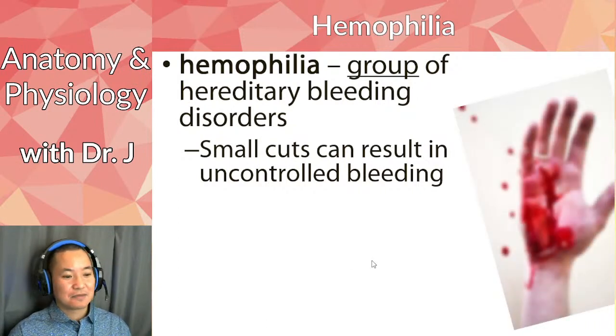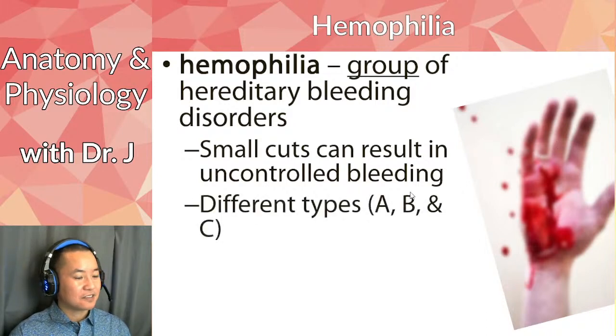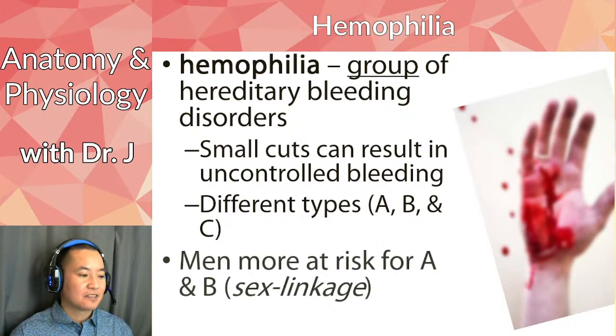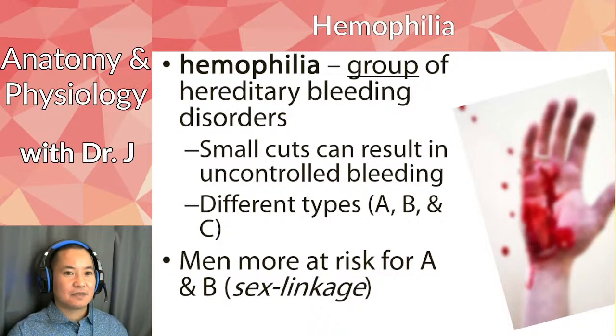So yeah, this is what it might look like if someone has hemophilia and just a small cut, but because they have an inability to form clots properly, they can end up bleeding out. So there are different types, A, B, and C. Do I want you to know the difference between the three types? No, this is not a med school class. And the interesting thing though is that men are more at risk for A and B. And why is that?